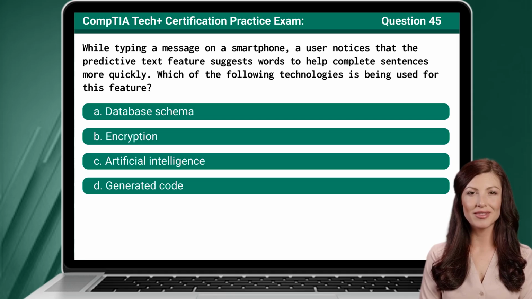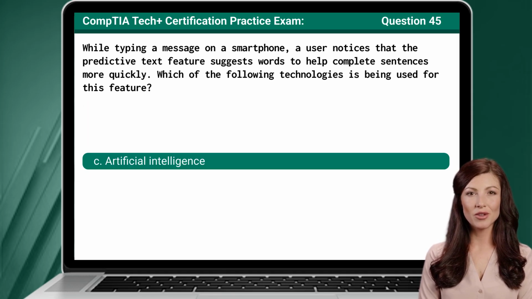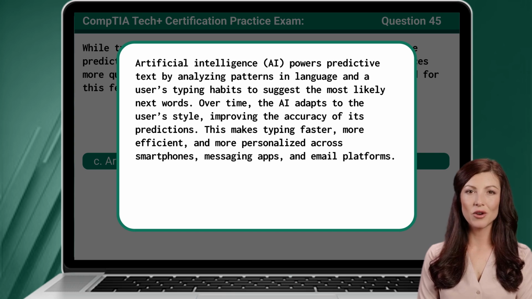The answer is C. Artificial intelligence. Artificial intelligence, or AI for short, powers predictive text by analyzing patterns in language and a user's typing habits to suggest the most likely next words. Over time, the AI adapts to the user's style, improving the accuracy of its predictions. This makes typing faster, more efficient, and more personalized across smartphones, messaging apps, and email platforms.